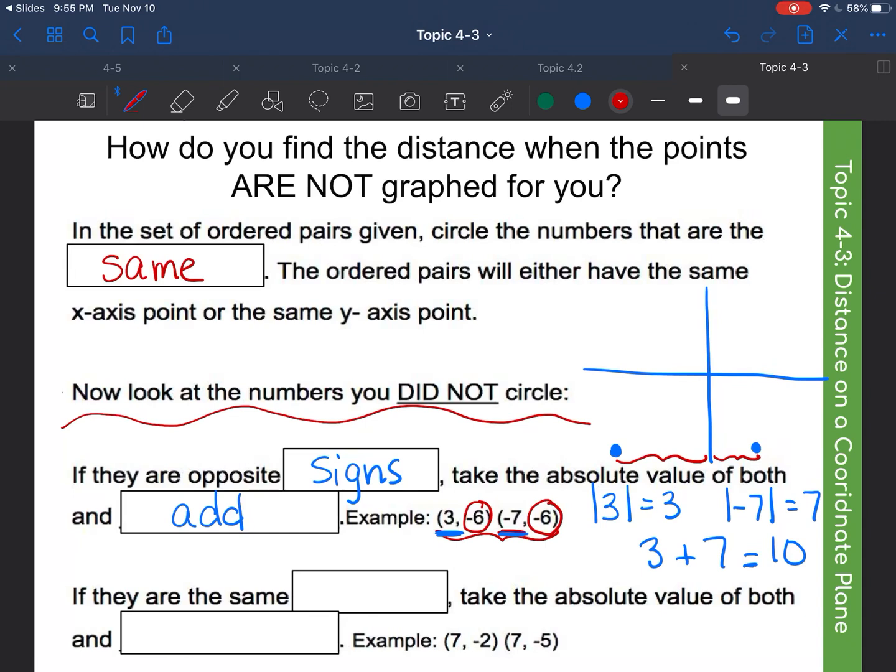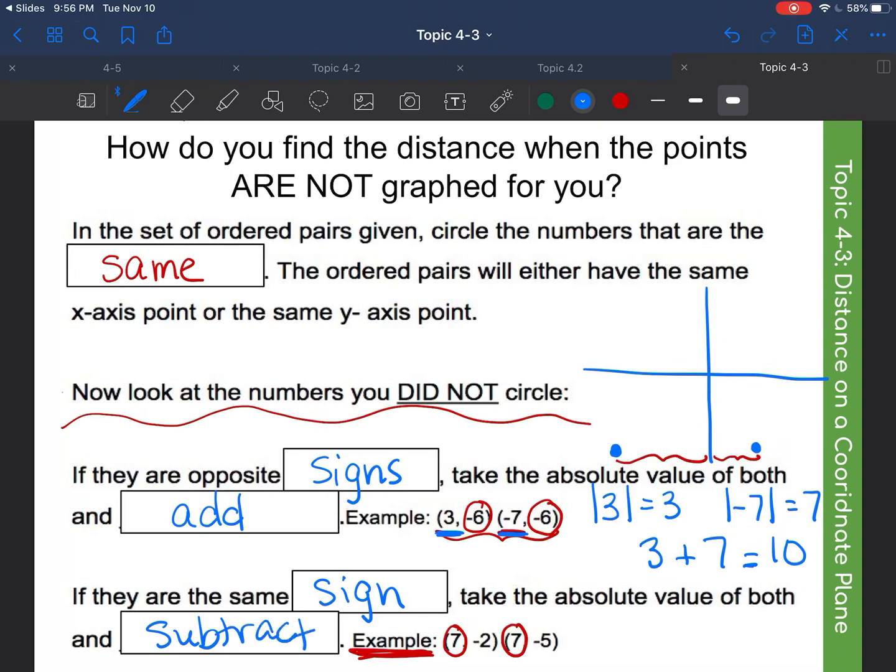Now, again, look at this example down below. We have (7, negative 2) and (7, negative 5). We're going to circle the numbers that are the same, okay? And then we are going to look at the numbers that we did not circle. If they are the same sign, meaning both positive or both negative, you're going to take the absolute value of each, and instead of adding like we did before, we are going to subtract.